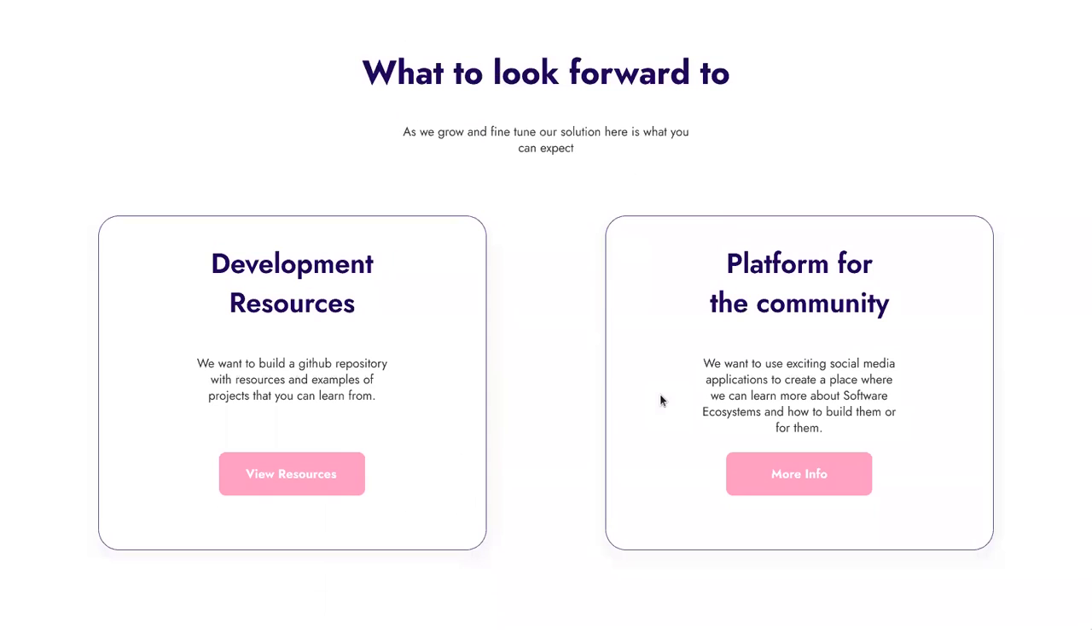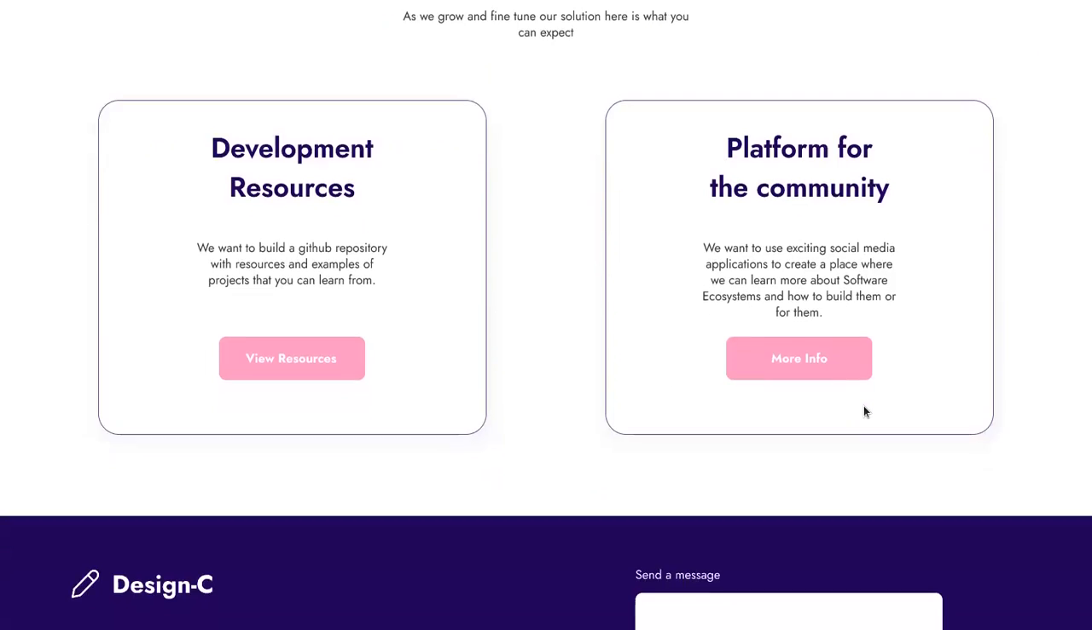Finally, the resource dump, which would be like a Git repository with all the information that has been collected and shared by people in the community, and the social media platform that they can find on here.